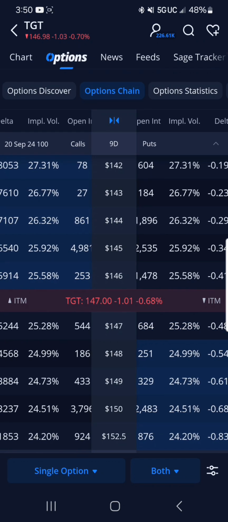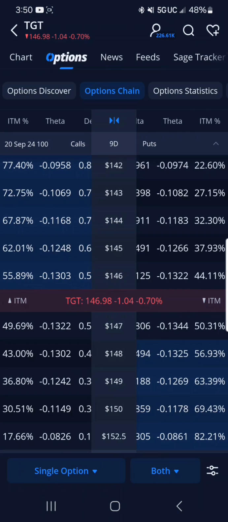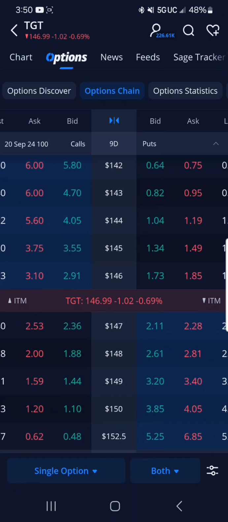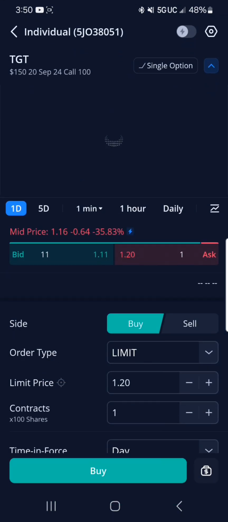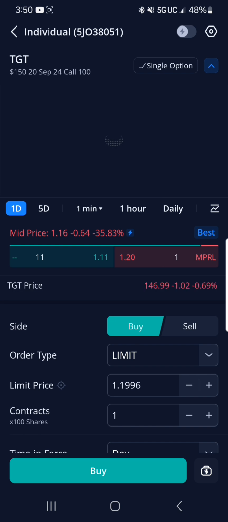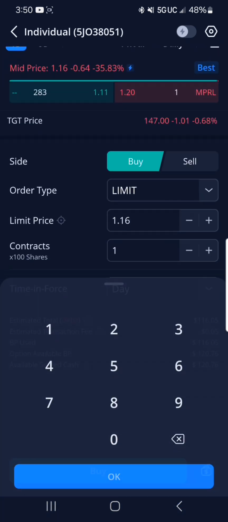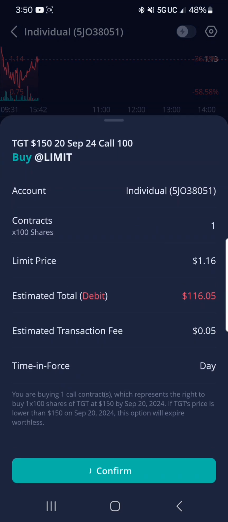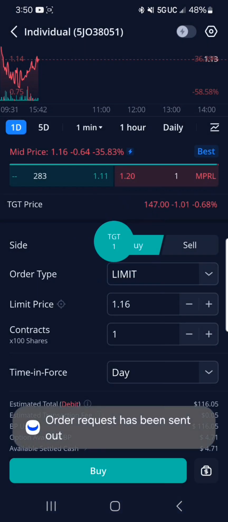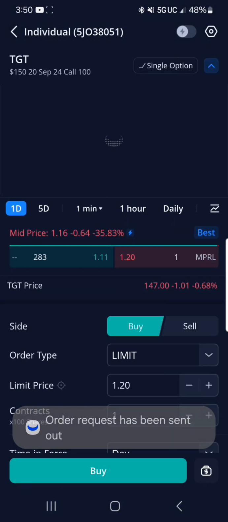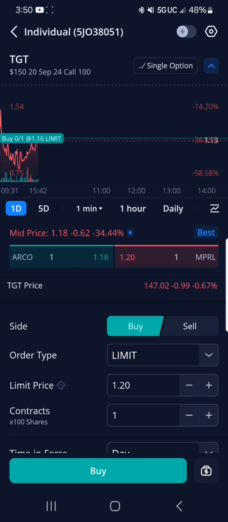All right, let me see. Yeah, I like this. I like this call, this 150 call with 9 days on it. So let me see if I can snag one of these bad boys for 120. Well, the mid price is 116. So let me see if I can get one for 116. Grab a call right here. I would like to get in for mid price if possible.